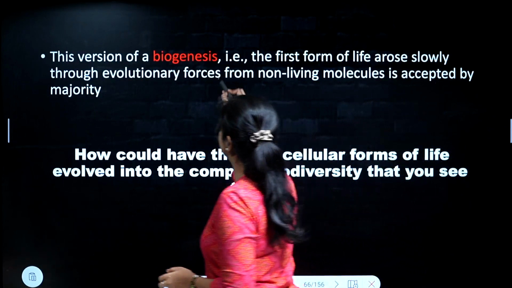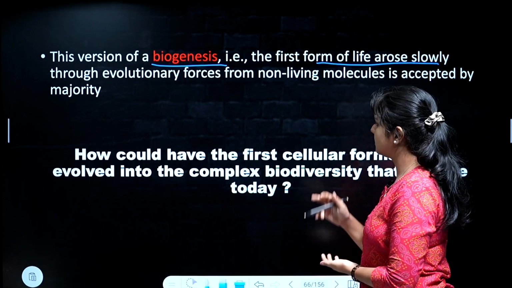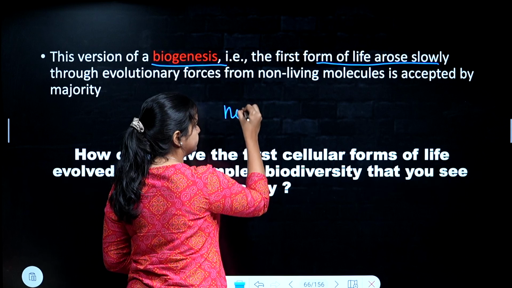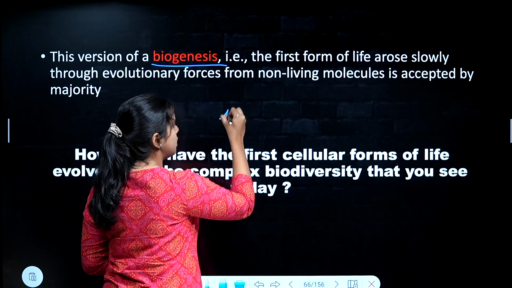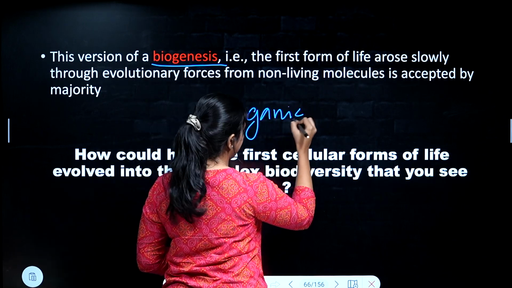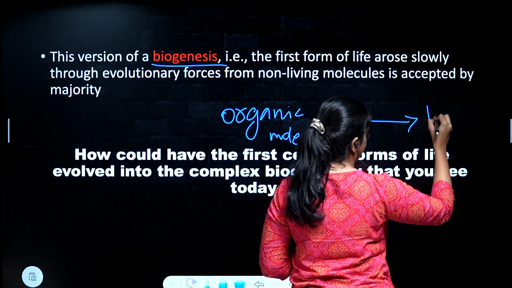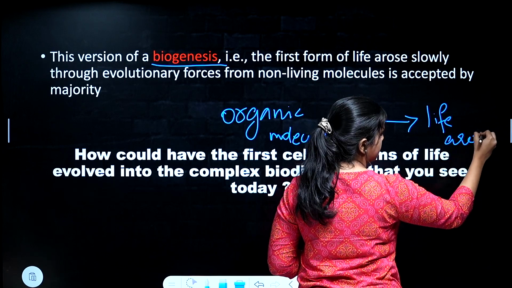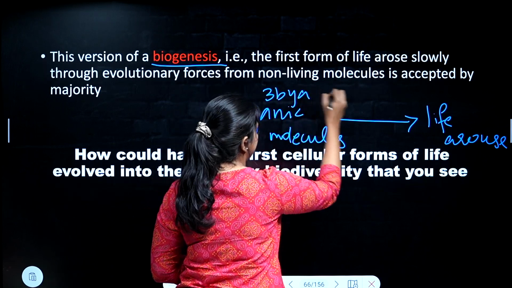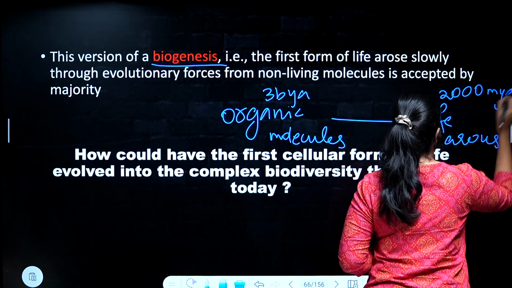So that is the version of biogenesis, of how the first form of life arose. That was accepted by a lot of people. What we actually understood from this topic is that life arose from organic molecules, like RNA and protein, and from this life arose. And RNA and protein, organic molecules, arrived about 3 billion years ago, and life in the form of cellular forms arrived about 2000 million years ago. I hope that's clear.